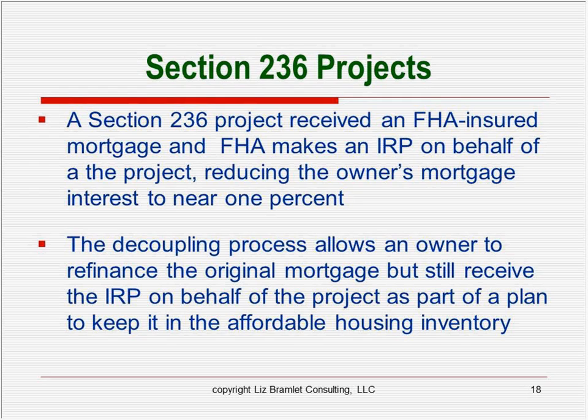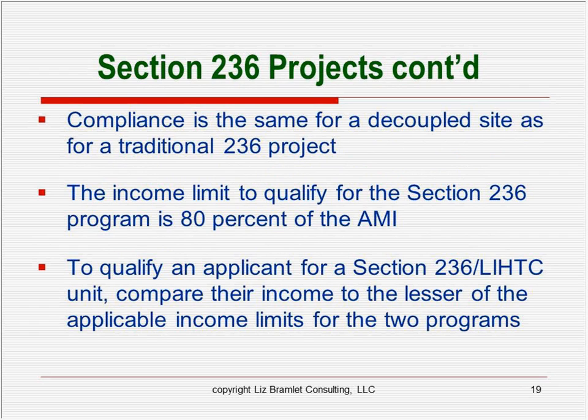Now, of these projects, many over the last 10 years or so have gone through the decoupling process, which allows an owner to refinance their original mortgage, but the feds continue to make the interest reduction payment on behalf of the project if that was part of a plan that kept the project in the affordable housing inventory. Compliance is the same for a decoupled site as for a traditional 236 site. The limit to qualify for the Section 236 program is 80% of the AMI.